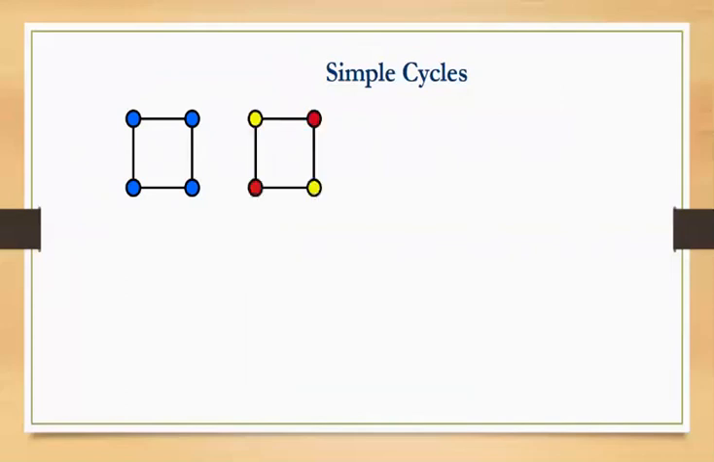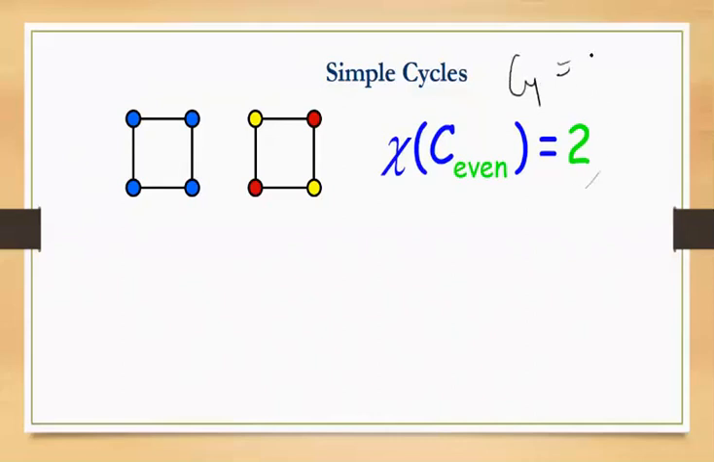So if we have a simple cycle, the chromatic number will be 2 if the number of vertices is even. If the number of vertices is even, our chromatic number will be 2 for a cycle. That is, we don't have multiple edges or loops. In that case, for simple cycles, if we have 4 vertices, C4, the chromatic number will be 2. What about C5 then? Let's check.